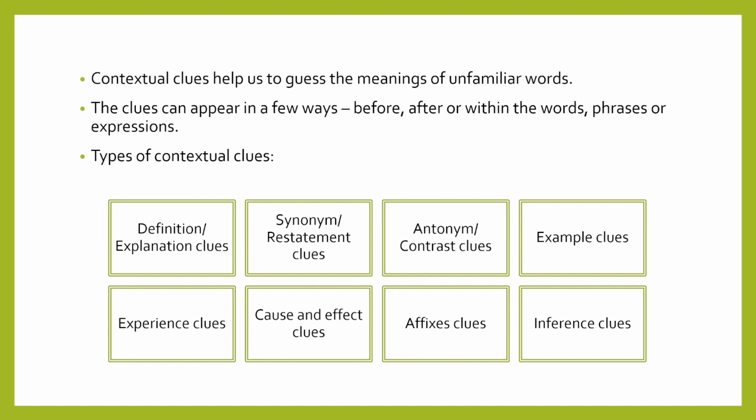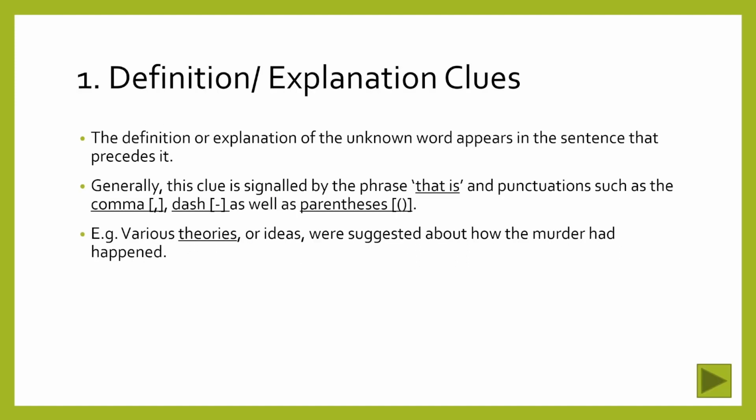So there are several types of contextual clues. We will be looking at all of them so that you will be able to understand the differences between them as well as how to use them. Okay. So we have definition or explanation clues, and then we have synonyms or restatement clues, antonym or contrast clues, example clues, experience clues, cause and effect clues, affixes clues, and inference clues. So let's look at them.